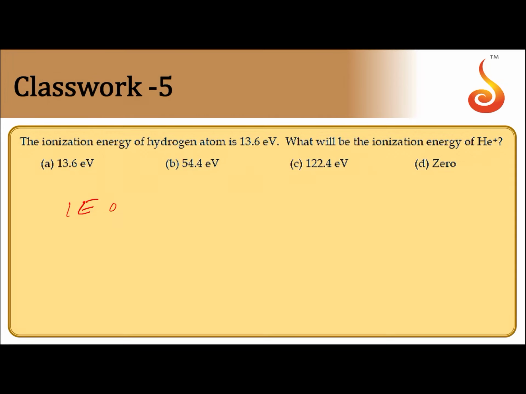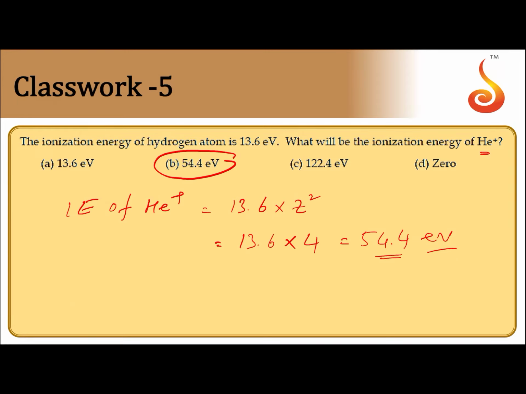Now, the first ionization energy of He+ is equal to 13.6 into Z square, where Z is the atomic number or number of protons. Z is equal to 2 for helium, so Z square is equal to 4. Therefore, the value is 54.4 electron volts. This will be the ionization energy of helium. So the option is B.